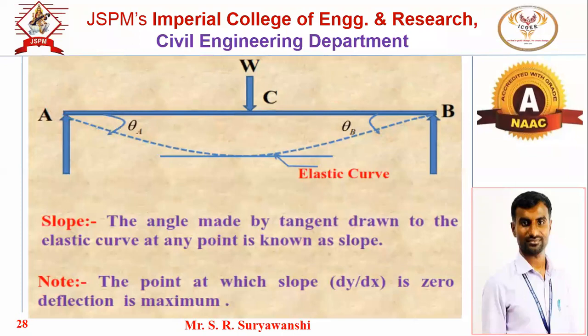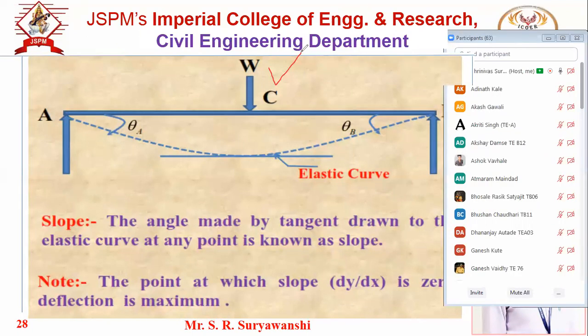The next point we have to remember is that at a point of maximum deflection, your slope will be 0. Now suppose this is a simply supported beam subjected to a central point load. The loading is symmetrical. Now at the center, what is the deflection? Maximum. So maximum deflection is seen at the center.